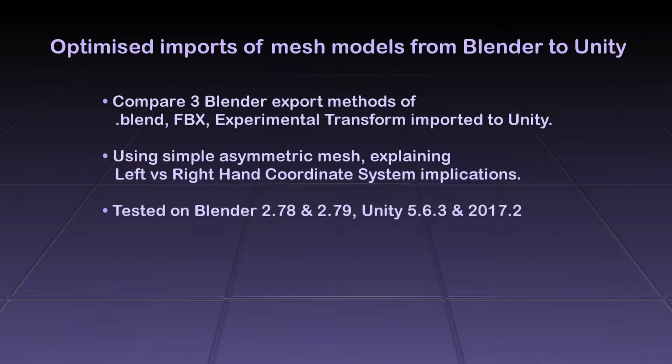There are no complex assets to download. You can follow along to build the example asymmetric mesh or use your own. The two products I will use are Blender 2.7.9 and Unity 2017.2. The behavior and interface may vary slightly if you use different versions, but I have also tested Blender 2.7.8 and Unity 5.6.3, which behave the same.